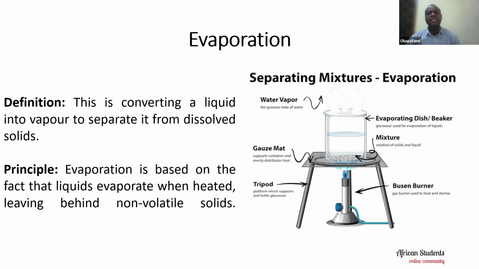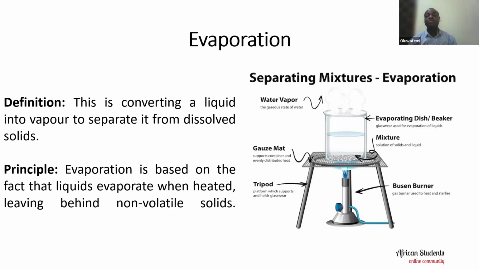Okay, now let's look at the first one, which is evaporation. I'm very, very sure that the majority of us will have experienced evaporation one way or the other. Basically, evaporation is a separation method or a separation process or a separation technique. And what is evaporation? This is the conversion of a liquid into vapor to separate it from dissolved solid. So when you have a dissolved solid in a solvent, and you want to separate the solvent and the solid, one of the methods that you can use for this is evaporation.